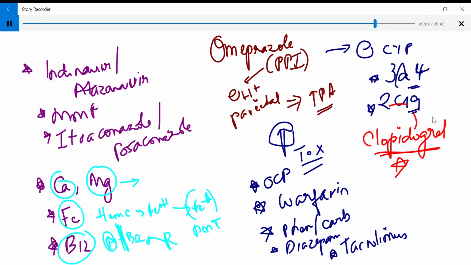So definitely all of this would be common for the other proton pump inhibitors like rabeprazole, pantoprazole, lansoprazole. But these are specific. All of the other toxicities that I just mentioned are specific for omeprazole.